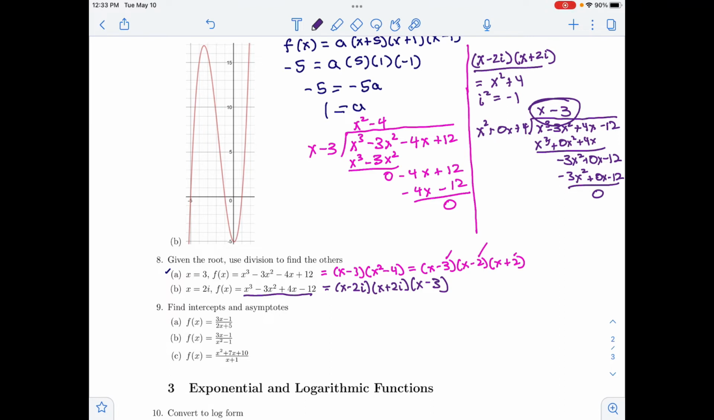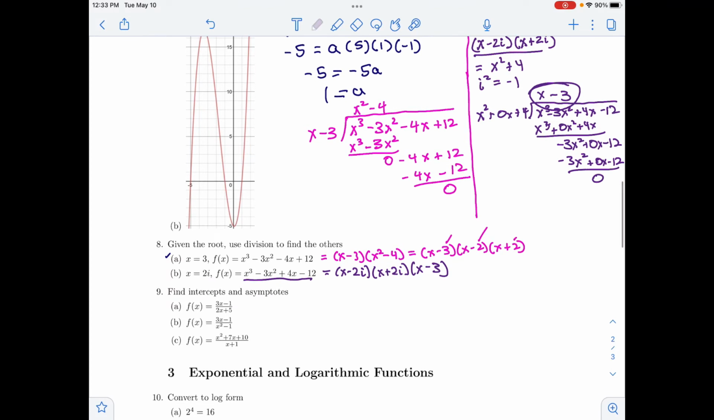other factors, other roots. Okay, now remember this next part, 9, we want to find asymptotes and intercepts. Now remember, when we're talking about horizontal asymptotes, we have these cases, but first let's think about vertical asymptotes. When we talk about vertical asymptotes, generally speaking, we're going to set the denominator equal to 0. So if we've got P of x over Q of x, we're going to set Q of x equal to 0.